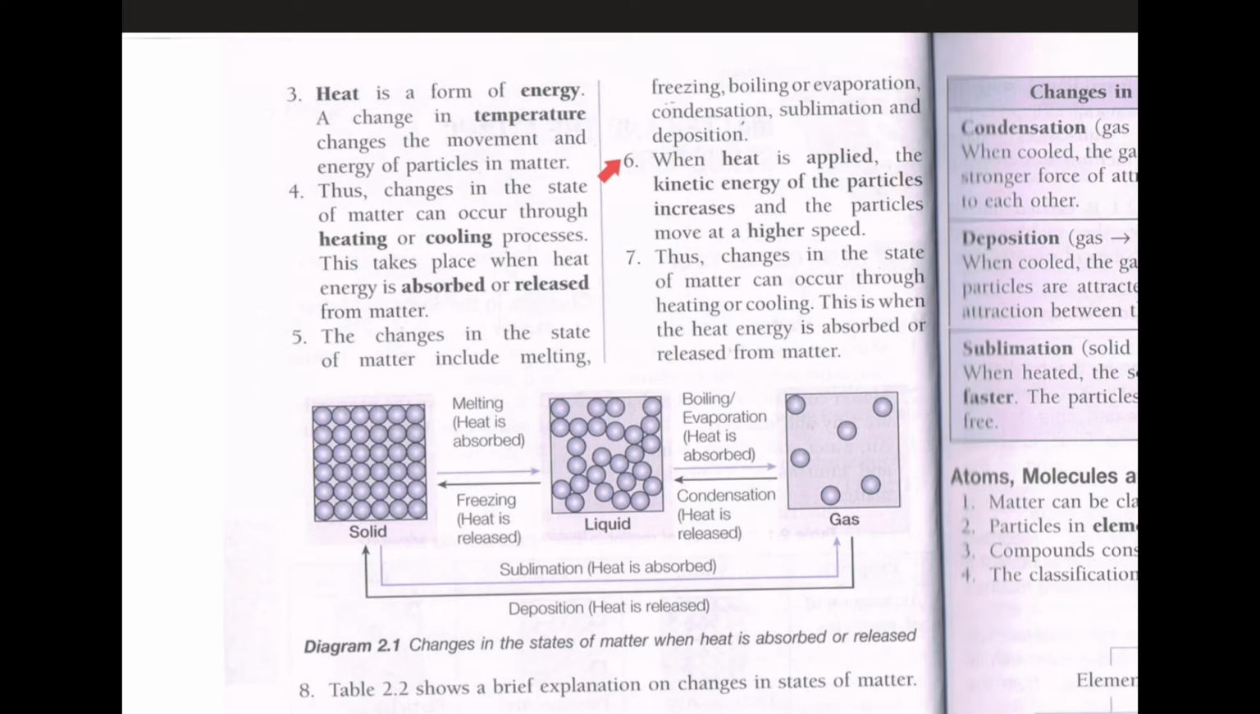Okay. Now number 6, when heat is applied, the kinetic energy of the particles increases. So you heat it up, they have more kinetic energy, and the particles move at a higher speed. That means they move faster and faster. Thus, changes in the states of matter can occur through heating or cooling.